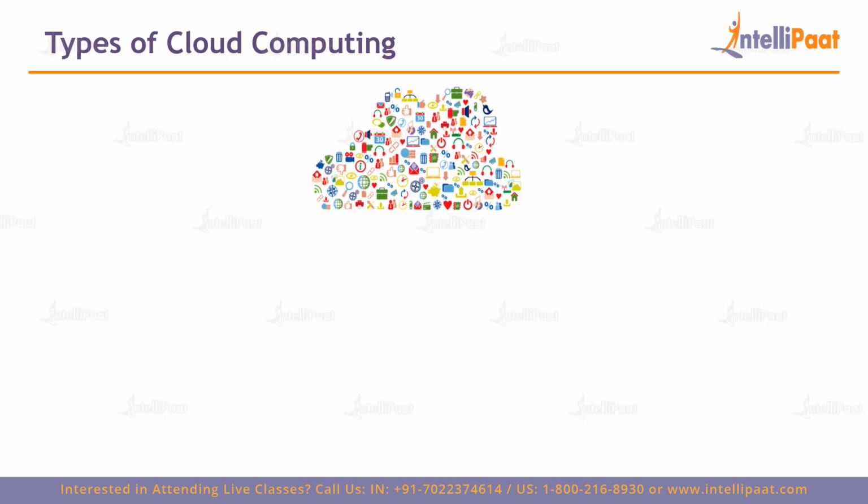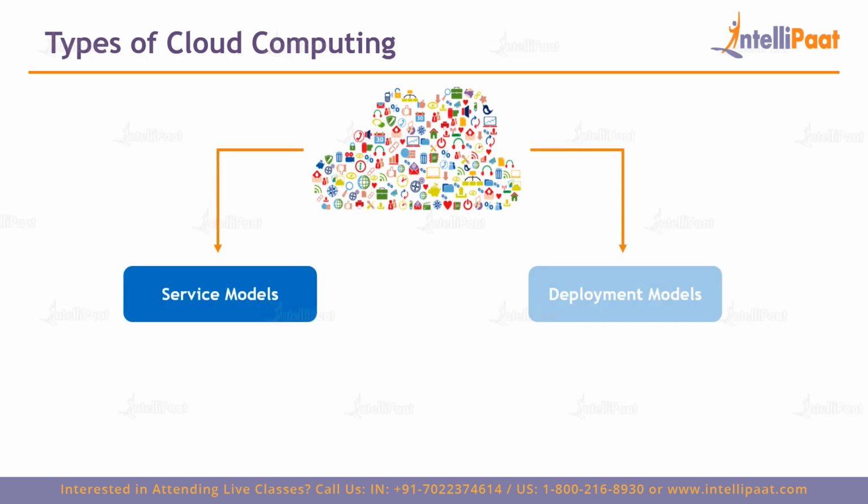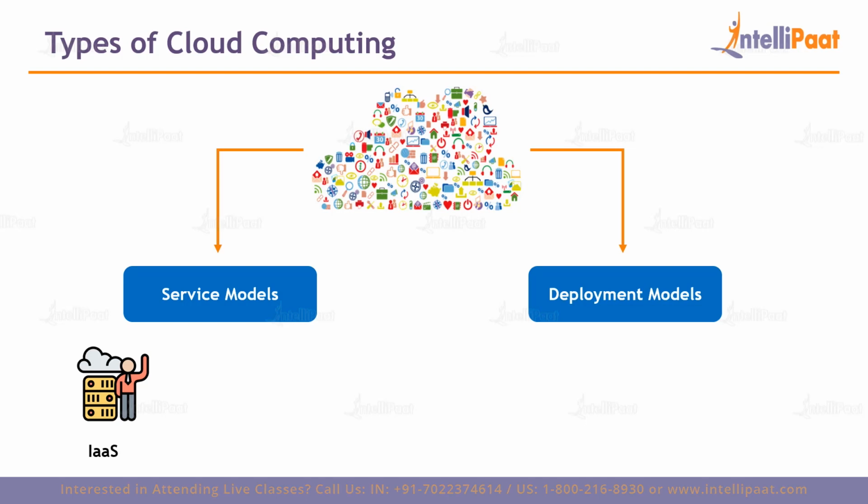So types of cloud computing. Under that, there are 2 types, that is service models and deployment models. Under service models, there are 3 different services, we'll look at that. And under deployment models, again, there are multiple models. First, we'll start off with service models, then move ahead to deployment models. The first service model is IaaS, which is basically infrastructure as a service. We'll look into detail in the later part.